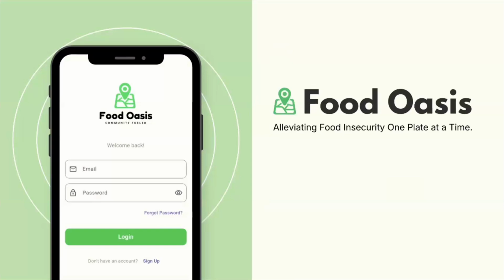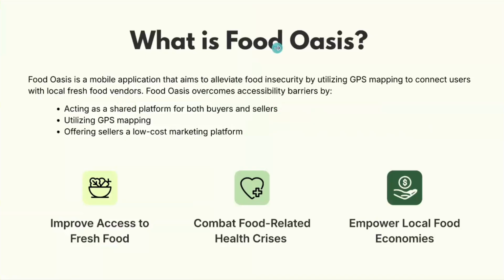Food Oasis is a shared mobile app that aims to alleviate food insecurity by utilizing GPS mapping to connect users with local fresh food vendors. Atlanta and Georgia as a whole face high rates of food insecurity. Traditional food assistance programs face logistical hurdles such as limited distribution sites and a general lack of public awareness.